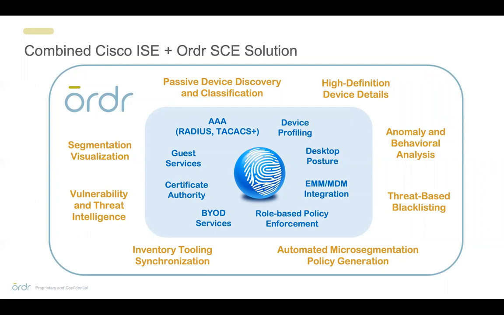Threat-based blacklisting. So when you see something that is highly risky, we can not only blacklist it, but we also support something called threat-centric NAC. Because we're doing a full security assessment for both IoT and non-IoT, we can feed that risk score as well as vulnerability and threat scoring into ISE so that you can apply and adapt your policy based on the security and risk ratings of that device.